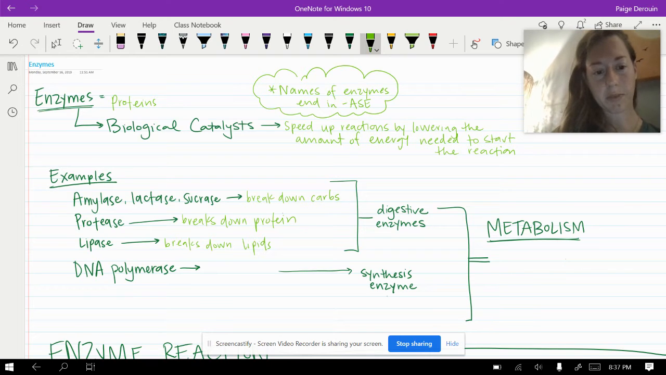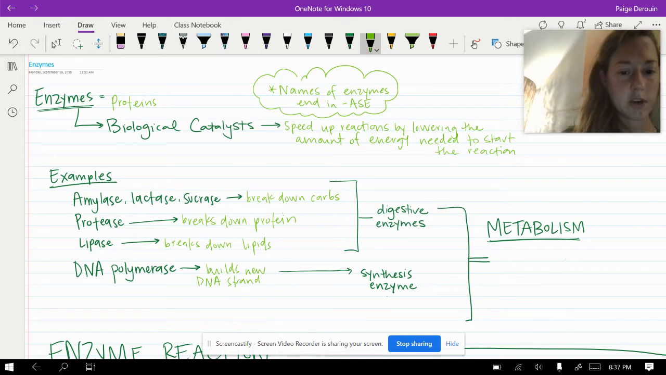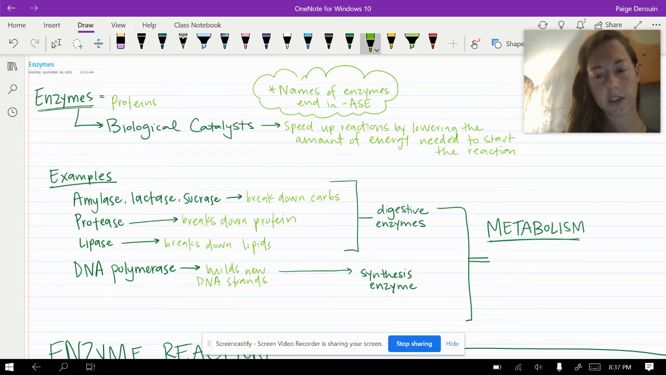Okay, back to our examples. DNA polymerase is the last one on this list, and that is something that actually creates polymers, which hopefully you remember that word from the first unit, out of DNA. So this builds new DNA strands so that you can actually make new cells.